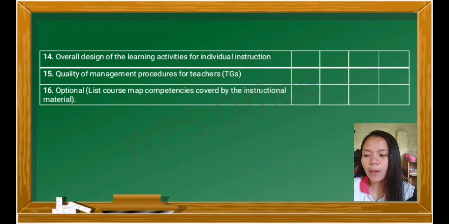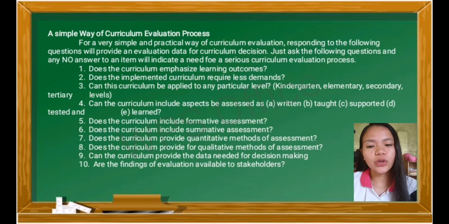And the last criteria, number 16, is optional: course map competences covered by instructional material. Is it yes or good? All right but not so good? Or no or poor? Or not applicable? So using the checklist for instructional material review or evaluation may help any curriculum make a decision as to which textbook, modules, or any instructional support material will be used, revised, modified, or rejected.